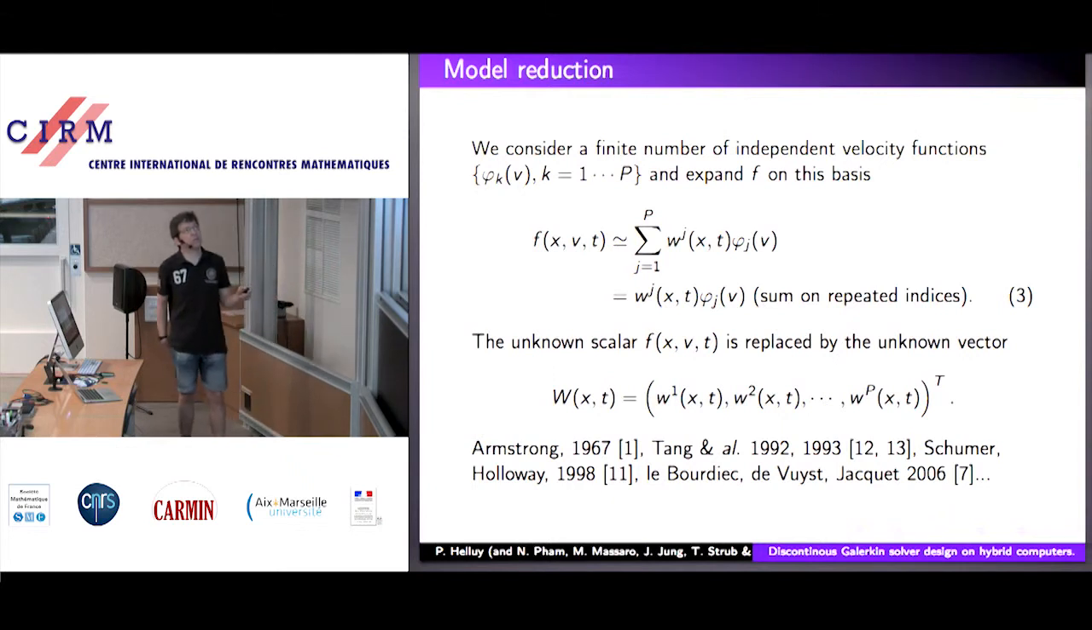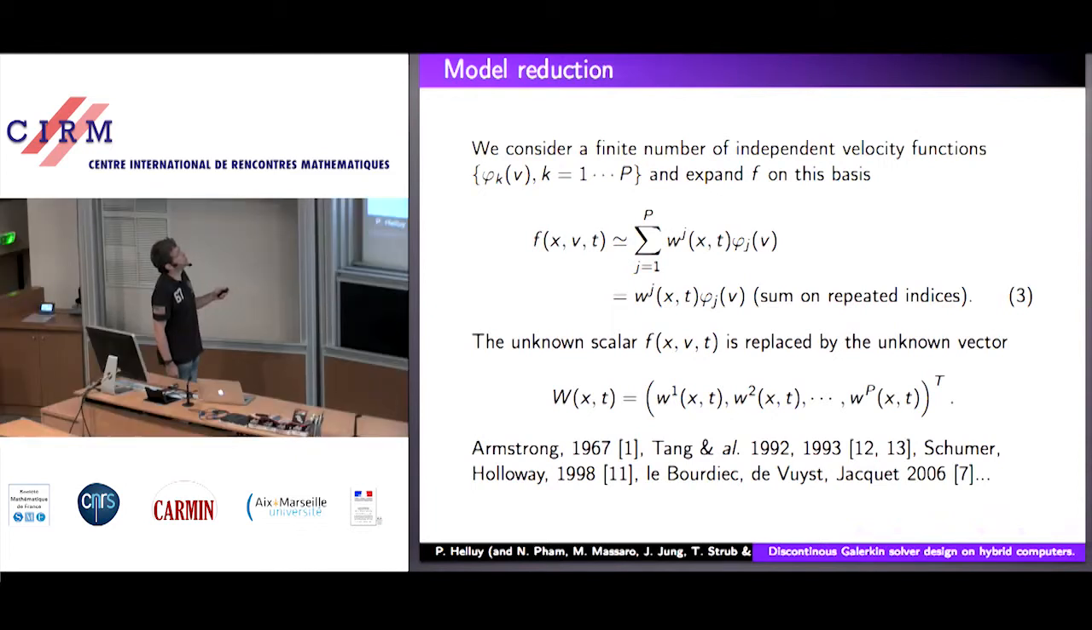And because I'm lazy, I don't want to write the sums. I suppose that we have a sum on repeated indices here. J is repeated. So the scalar unknown is replaced by a vector of unknowns. This is a classical idea that has been used by many authors with various basis functions.